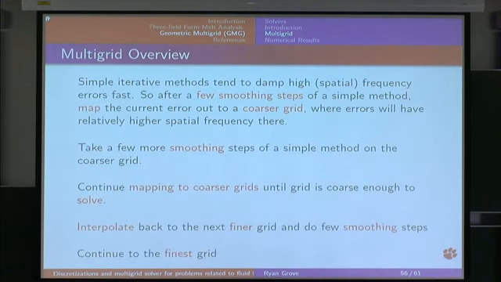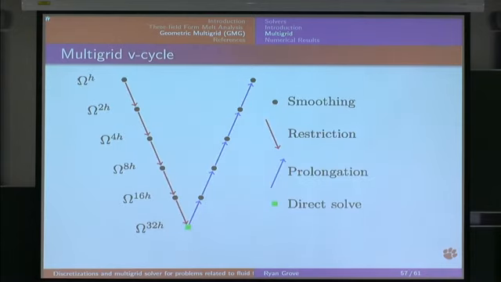So multigrid overview. So what happens in a typical multigrid V cycle? So simple iterative methods tend to damp high spatial frequency errors fast. So after a few smoothing steps of a simple method, we're going to map the current error out onto a coarser grid where the errors will have relatively higher spatial frequency there. Then we're going to take a few more smoothing steps of a simple method on the coarser grid, then continue mapping to coarser grids until the grid is coarse enough to solve. Then we'll solve and interpolate back to the next finer grid and do a few smoothing steps, and then continue to the finest grid. So let's look at a picture and explain that again.